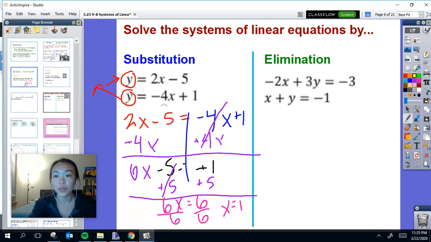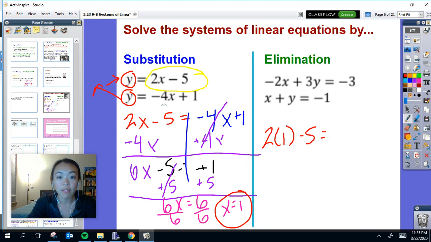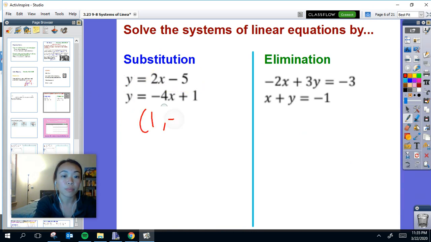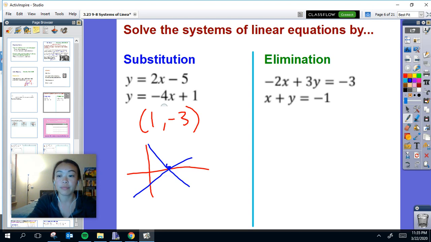I'm going to pick my easier equation to figure out what y is. That's my easier equation, I think. I'm going to take 2x, but instead of x, I'm going to put my x value of 1 here, minus 5. 2 minus 5 equals -3. So if I have x equals 1 and y equals -3, that is my ordered pair solution. So 1, -3 is where those two lines are going to intersect, something like that.